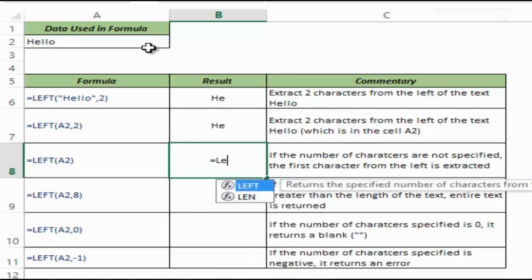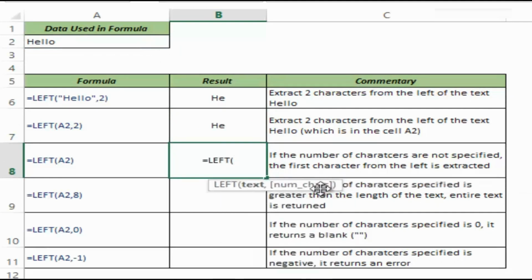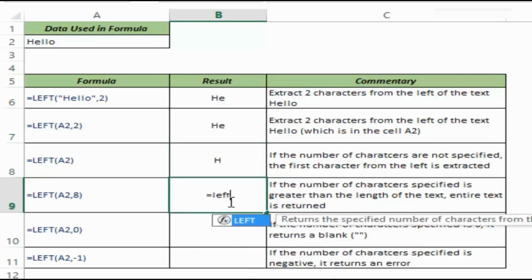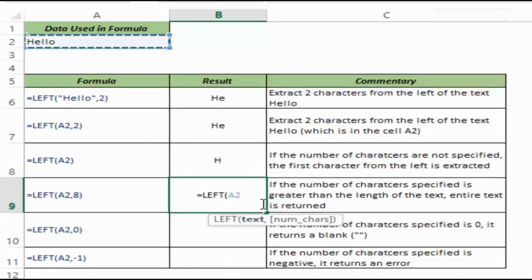Now let's see what happens if I do not give any argument, any number of characters to this formula. If I just use this, it returns the leftmost character of the word. So here in this case it returns H from hello. In case I use this string and I give the number of characters which is longer than the total length of this string, then it returns the entire string. So now if I give 8 while the length of this string hello is 5, it returns the entire string.